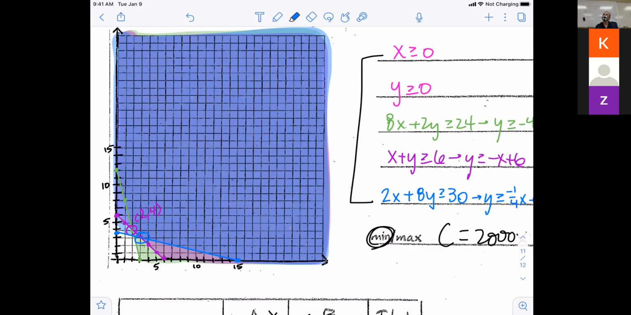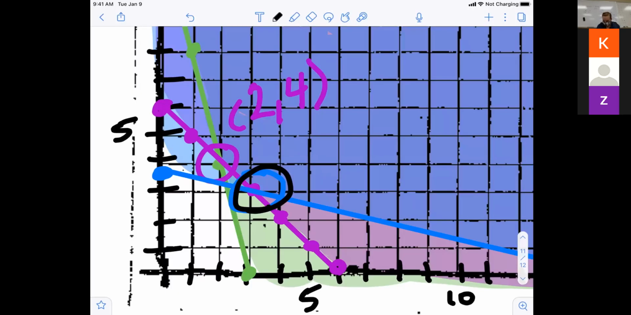Okay, before we do anything else, let's find out what this intersection point is. It's with my blue and my purple graph. So I need to do substitution or elimination with my blue and purple equations to find out what that point of intersection is. So my blue and purple are these two right here. So I've got x plus y equals 6 and 2x plus 8y equals 30.